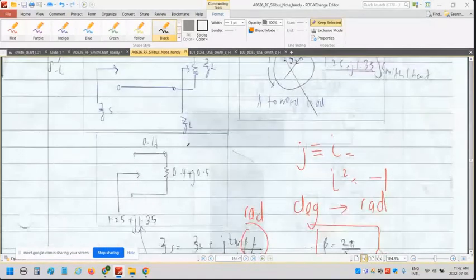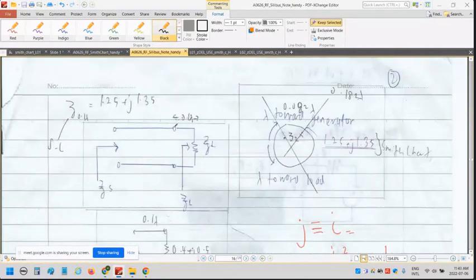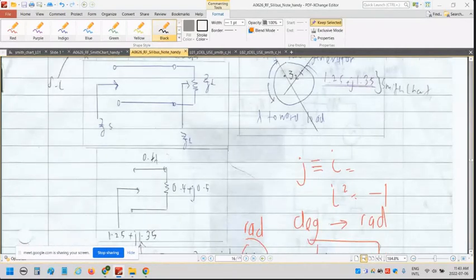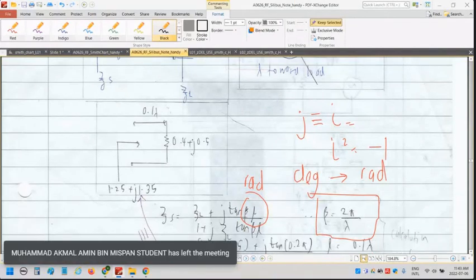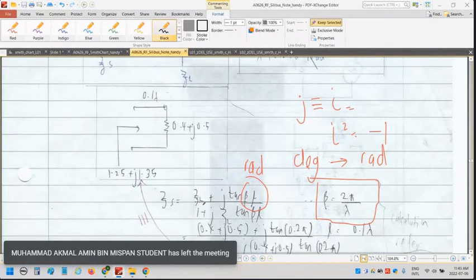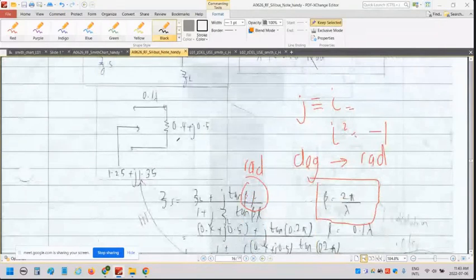Okay, what I want to tell you here: you use this formula and try. The length from here to here is 0.1 lambda. You should use this formula, and there is a given load here: the load is 0.4 plus j0.5, that is ZL.